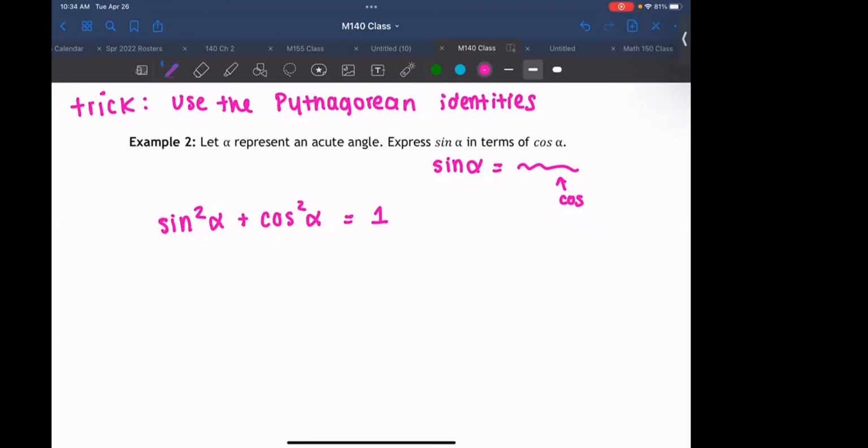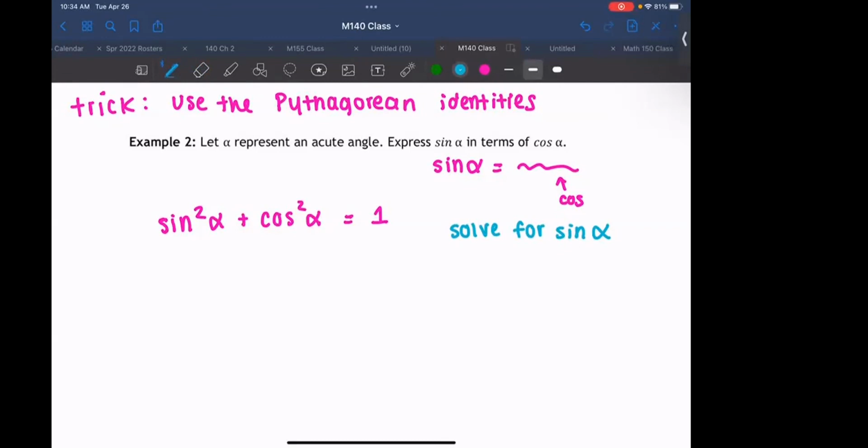Okay. So what I've done is I've just found an identity that uses just sine and just cosine, and I want to get sine by itself, right? So why don't we do that? The trick here is we're going to solve for sine of alpha. We want to get that by itself. Well, what can we do first to get sine by itself?